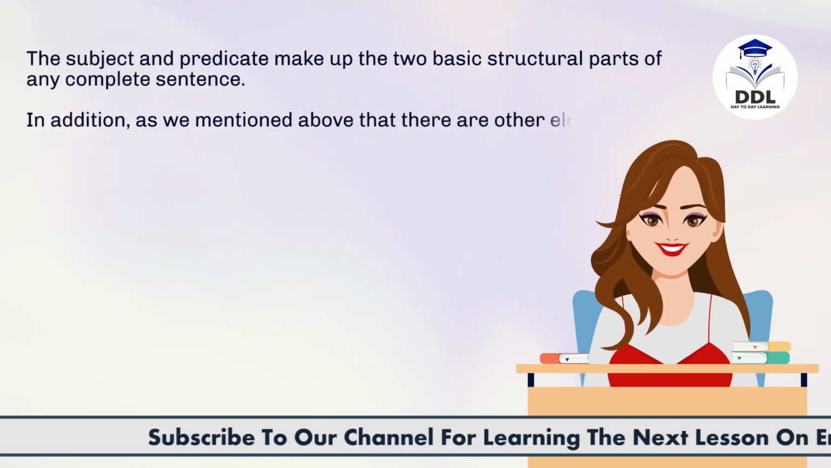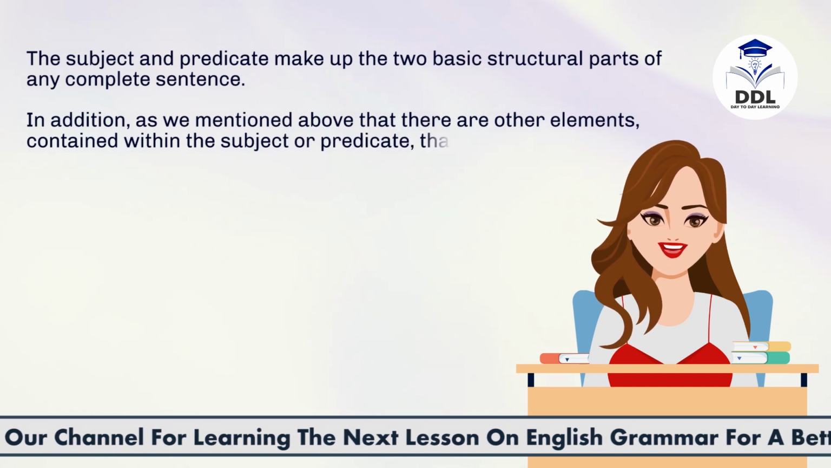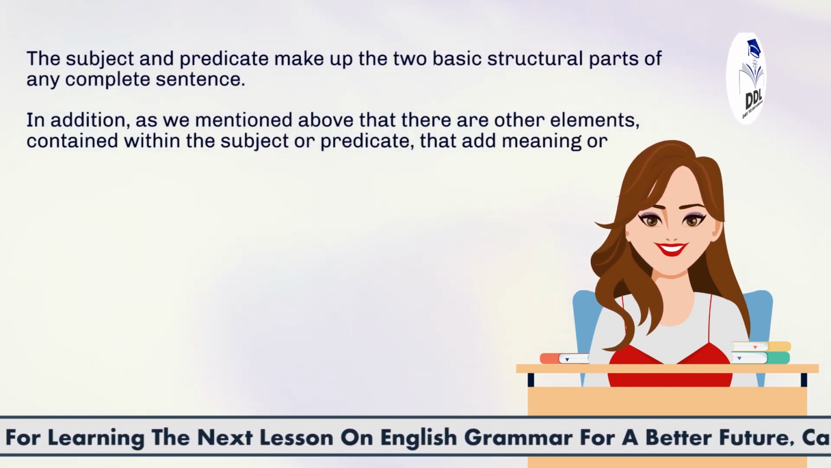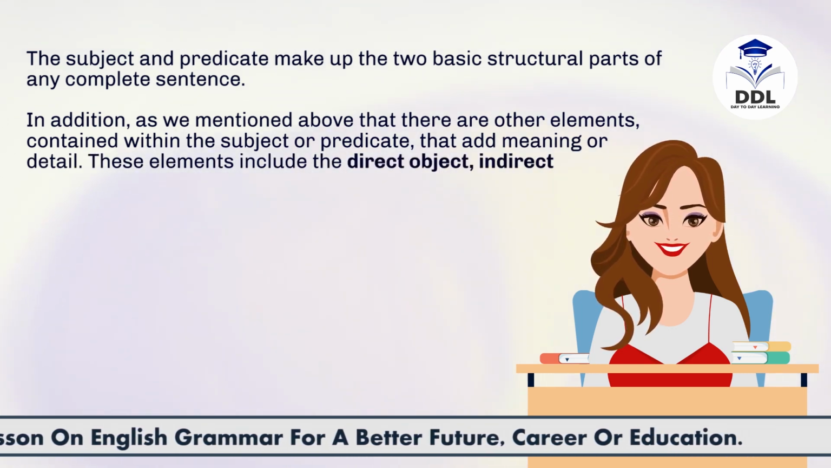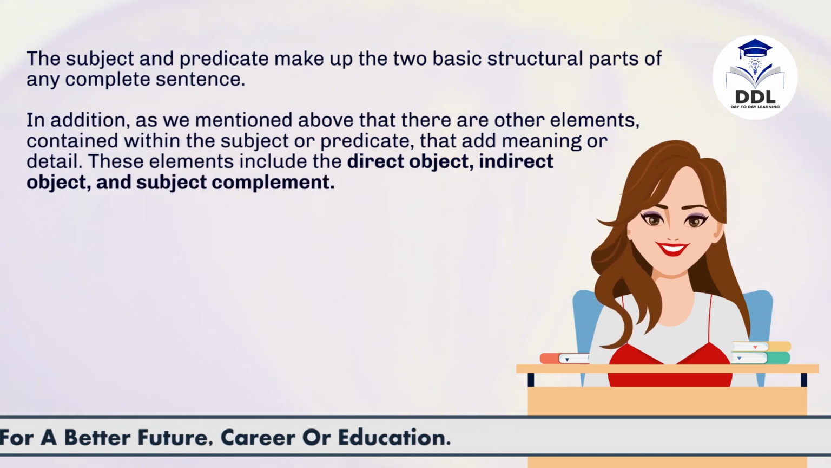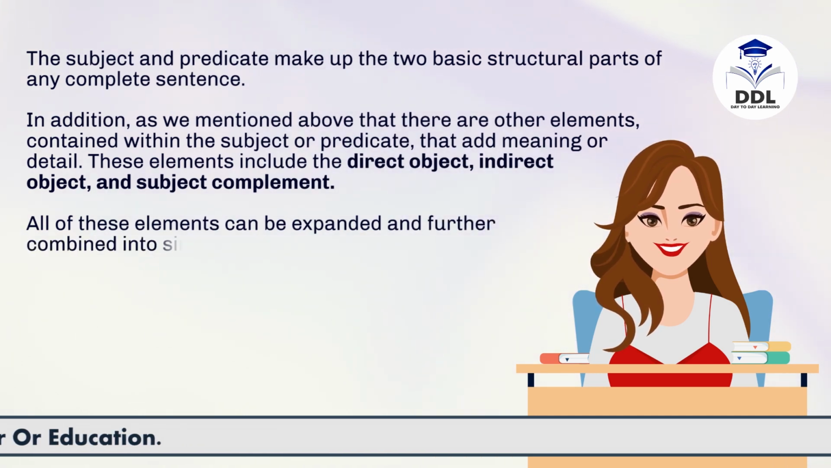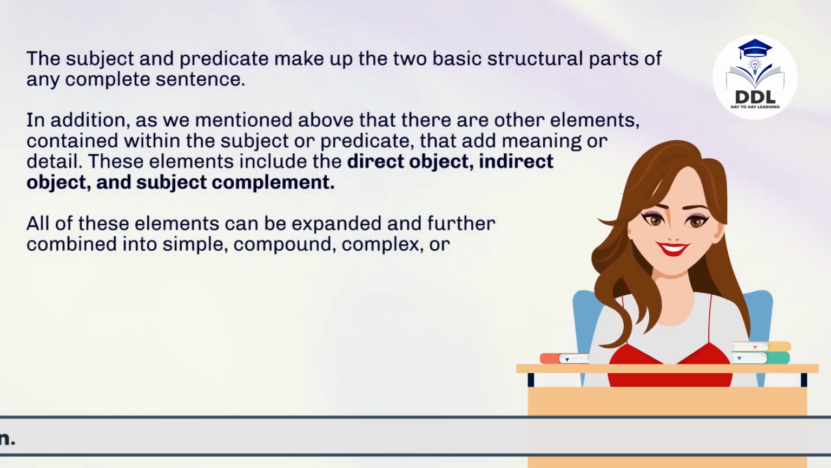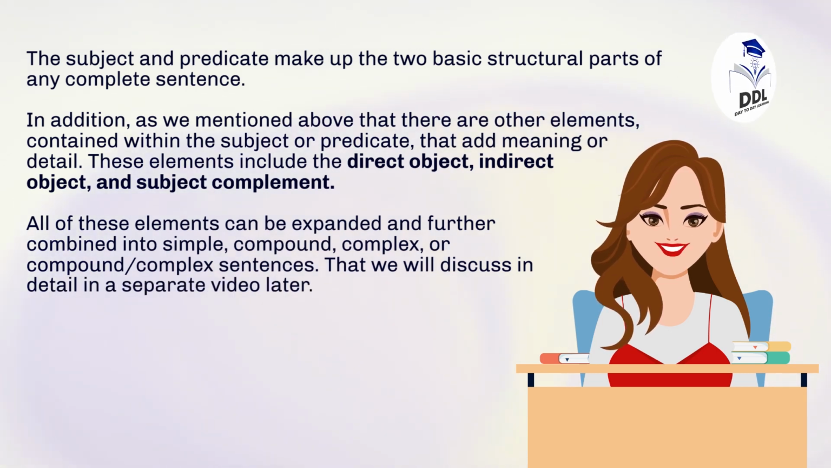In addition, as we mentioned above, there are other elements contained within the subject or predicate that add meaning or detail. These elements include the direct object, indirect object, and subject complement. All of these elements can be expanded and further combined into simple, compound, complex, or compound-complex sentences that we will discuss in detail in a separate video later. For now, let's stick to the basics.